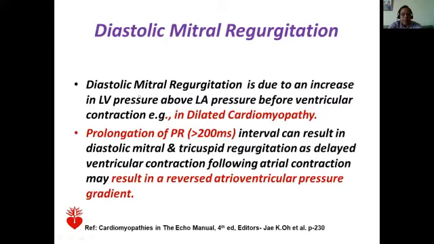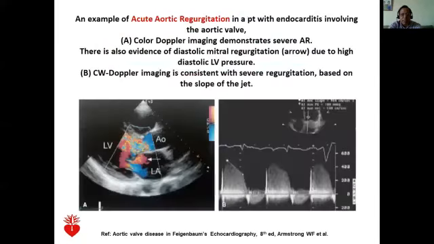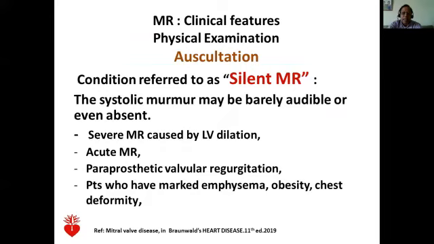Now, a few words regarding diastolic mitral regurgitation. It's a tricky concept. Actually, whenever there is very increased LV end-diastolic pressure, for example in dilated cardiomyopathy, and a prolonged PR interval of more than 200 milliseconds, that induces diastolic MR. I will not go into details for this. I will skip this lecture. And these are part of silent MR. Be sure and be careful.